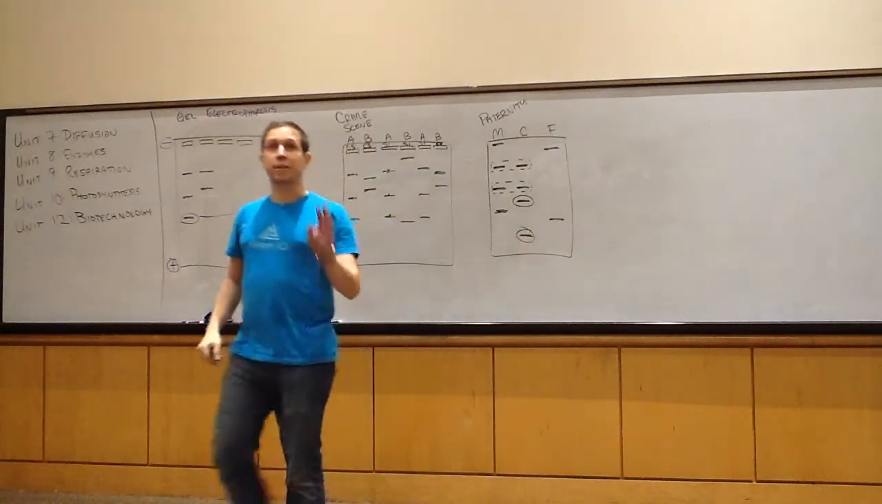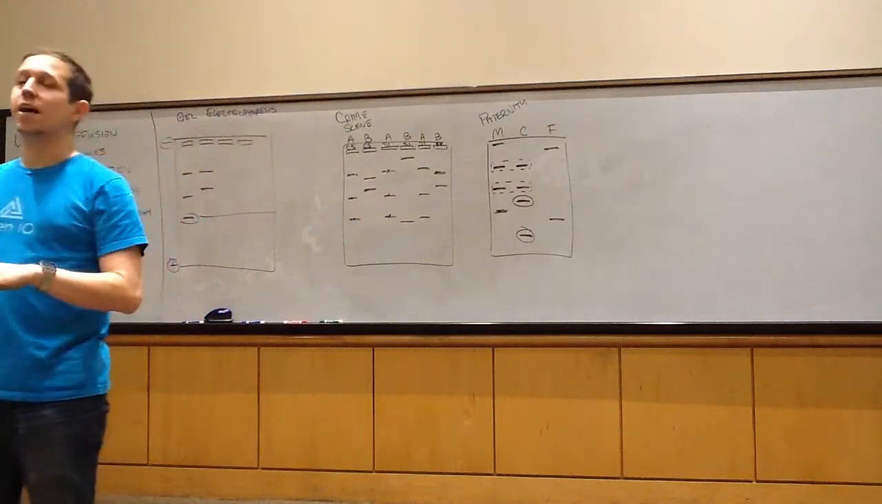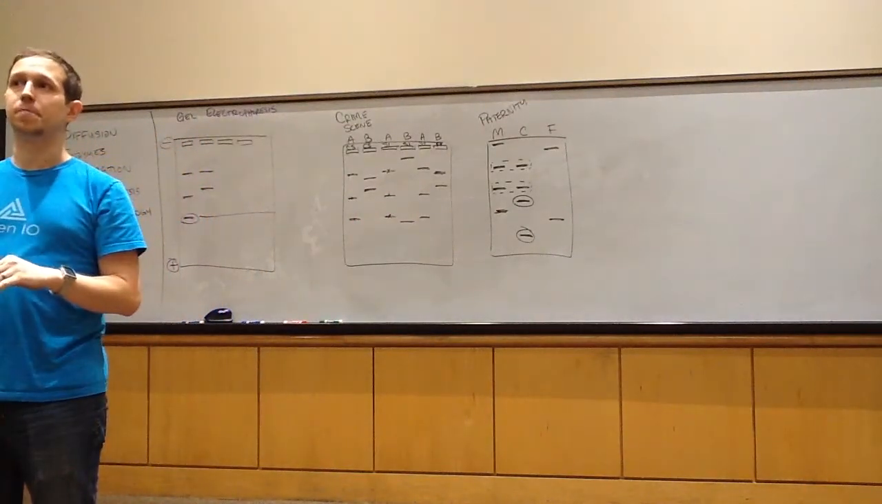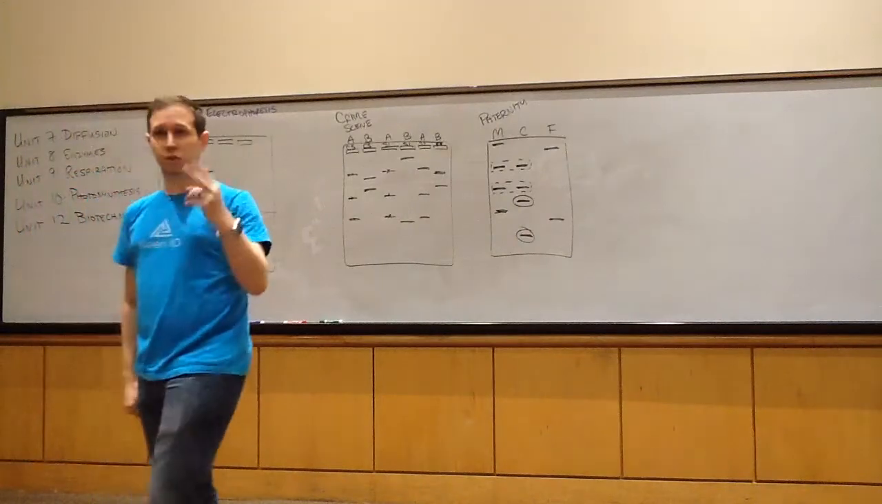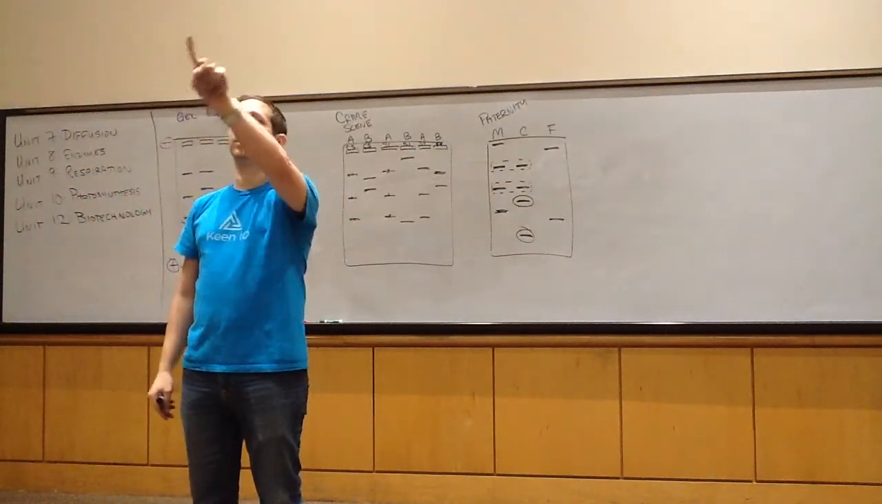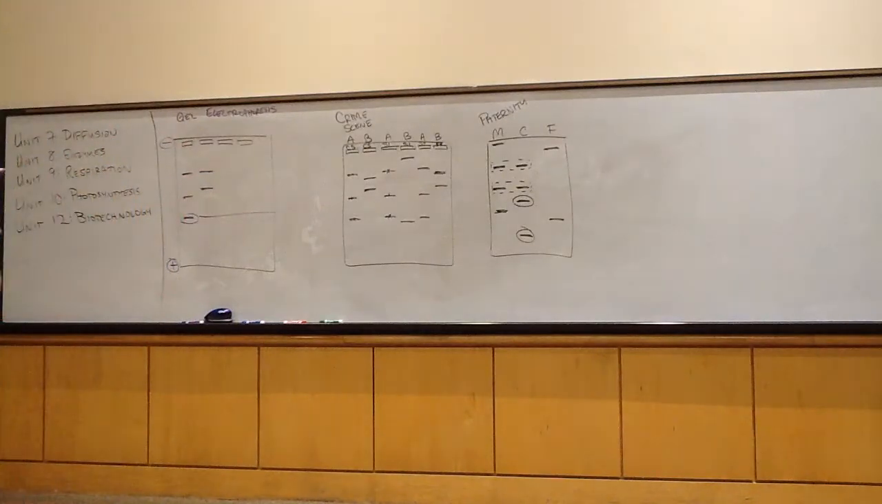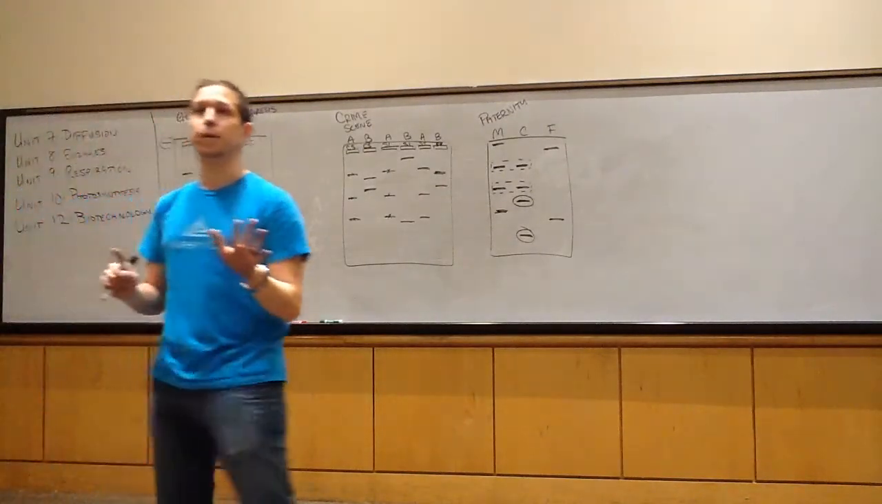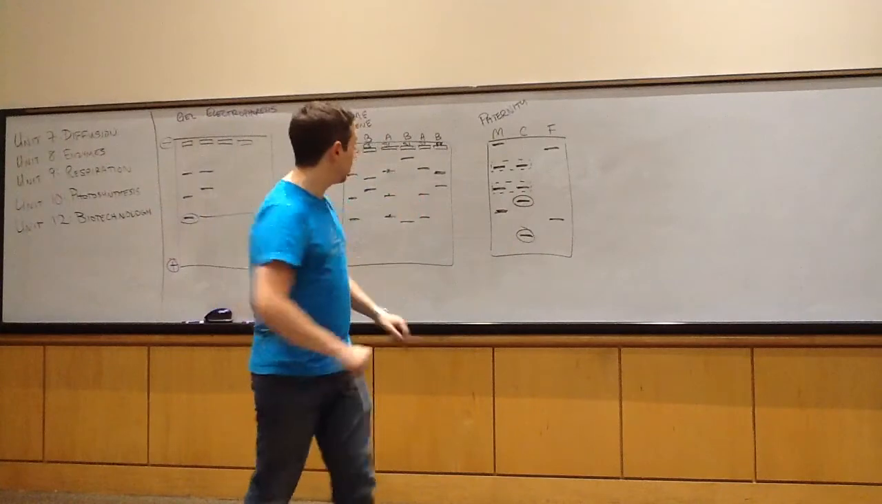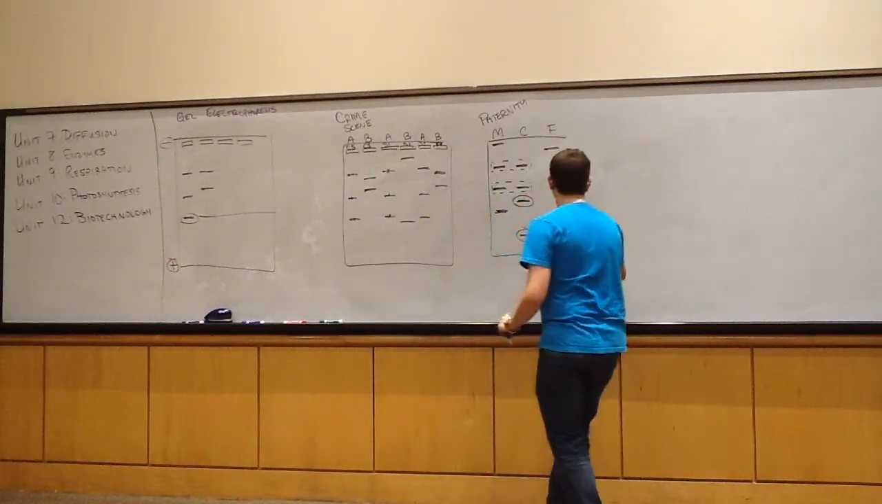So again, take the number of bands that the child technically has that are unique to the child, divide that in 2. So if it's 2 bands, the child shares 1 band with each parent. If it's 4 bands, the child shares 2 bands with each parent. If it's 6 bands, how many does the child share with each parent? 3. Excellent.